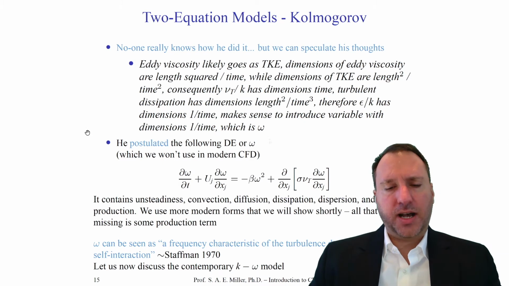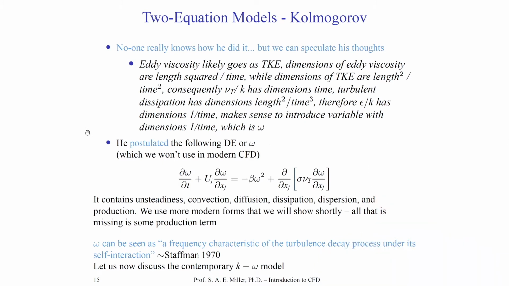Now, Kolmogorov postulated through his work the following partial differential equation for omega. And we don't use this particular equation in contemporary CFD, but all the k-omega models are essentially using this philosophy and approach. Kolmogorov, in his paper, wrote that partial omega partial t, that's the specific dissipation, plus its convection term will be equal to a right-hand side of negative beta omega squared plus partial x_j of sigma times eddy viscosity of turbulence times partial omega partial x_j.